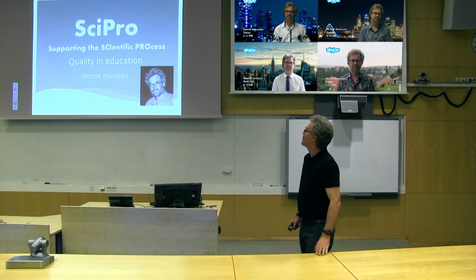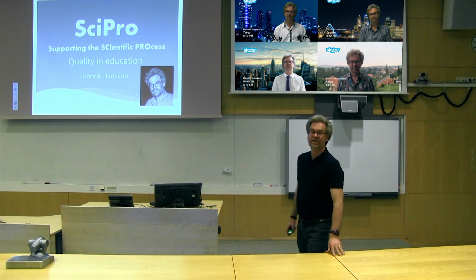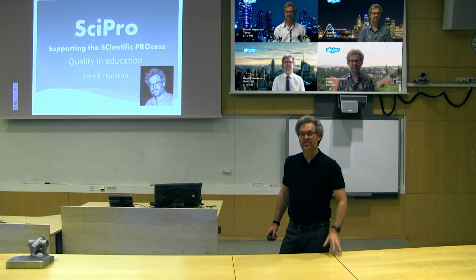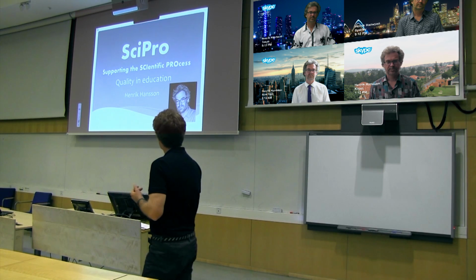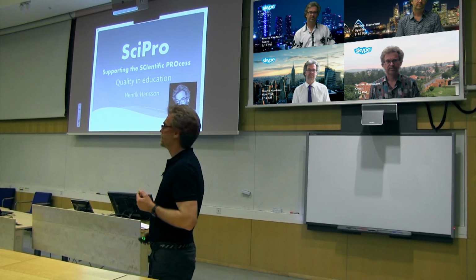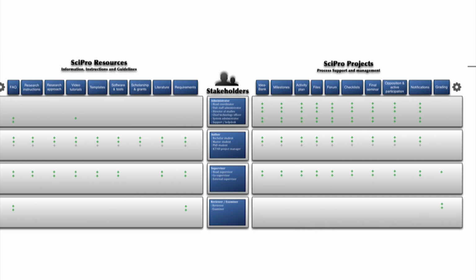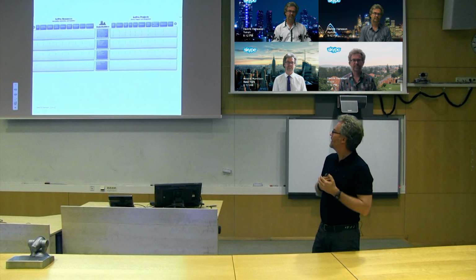SciPro is short for supporting the scientific process, and the system supports both bachelor, master and PhD students. It consists of 2 major parts. One is the SciPro resources and one is the SciPro projects. And each of these resources and project support features are in relation to stakeholders' interests. So let's have a look at the stakeholders.